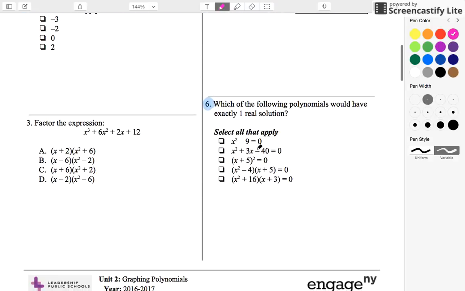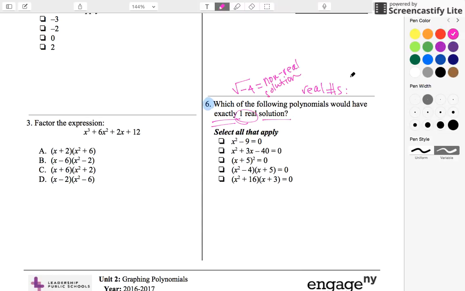And then for 6, it says, which of the following polynomials would have exactly one real solution? Now remember, real numbers are numbers that are everything but imaginary. So if you get a solution with a -4, like this, you cannot take the square root of a negative value. So this is a non-real solution. Okay.